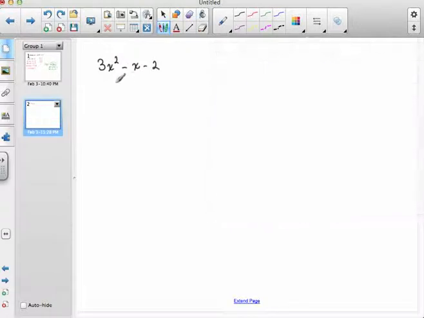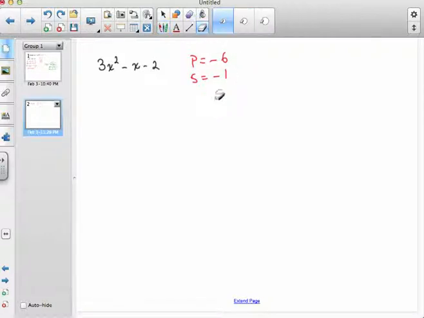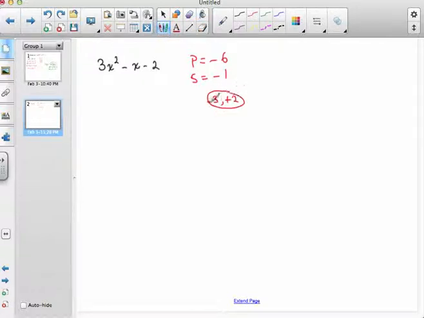Let's try another one. Now we've got one where we've got negatives. Well, let's see if decomposition works for us. So now it's 3 times negative 2 gives me negative 6. My sum is negative 1. So the two numbers that I'm going to be working with here are going to be negative 6 and, sorry, not negative 6, negative 3 and positive 2. Negative 3 and positive 2. So negative 3 times 2 is negative 6. Good. Negative 3 plus 2 is negative 1. Good. Let's decompose.